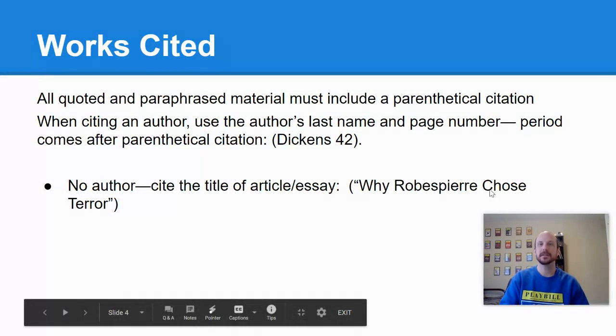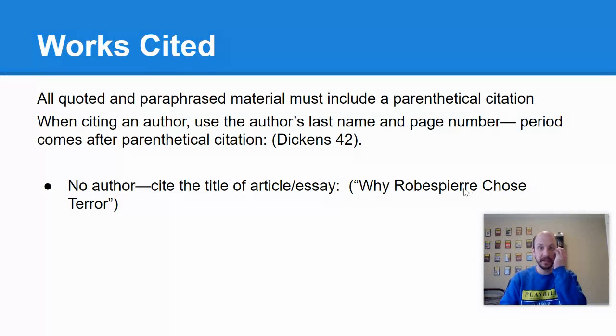No author? Make sure you do the article title. So this is an article people use a lot, "Why Robespierre Chose Terror." There is no author to this article. So in the parentheses, you're just going to put that title there. The quotes, that's how you identify that it's an article title.